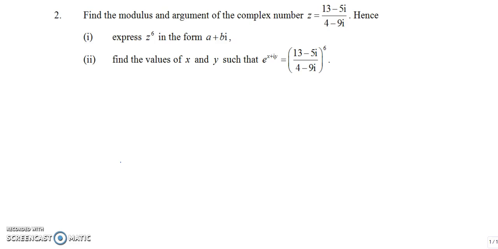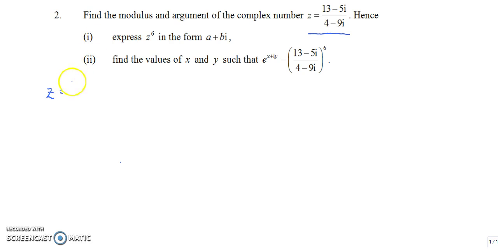We are now looking at complex number tutorial 9b question 2. Question 2 gives us a complex number z equals to (13 minus 5i) over (4 minus 9i). And the question first asks us to find the modulus and the argument of complex number z.